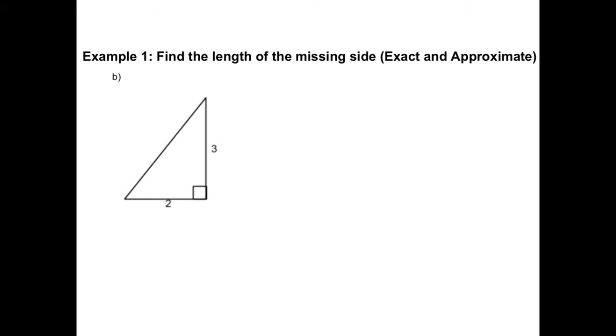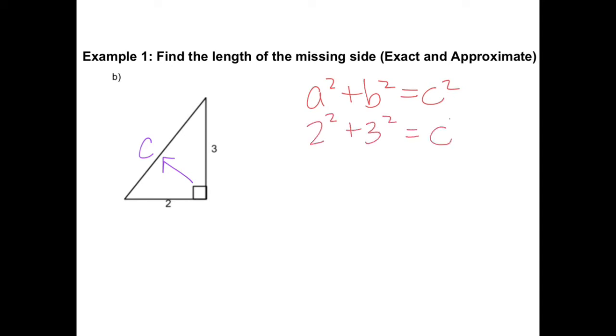For this problem, it looks like we're missing our C value again because it is across from the hypotenuse. So using the Pythagorean Theorem, A squared plus B squared equals C squared. Again, it does not matter if you use the 2 or the 3 for A or B because they just get squared and added together anyway. So this is 4 plus 9 equals C squared. Well, that's 13 equals C squared.